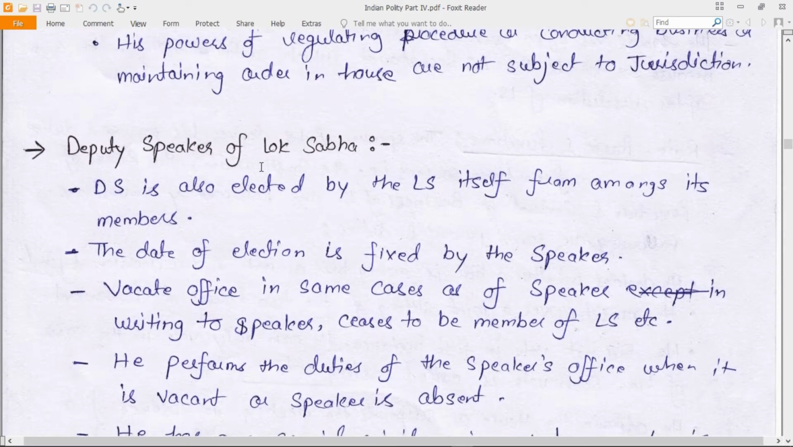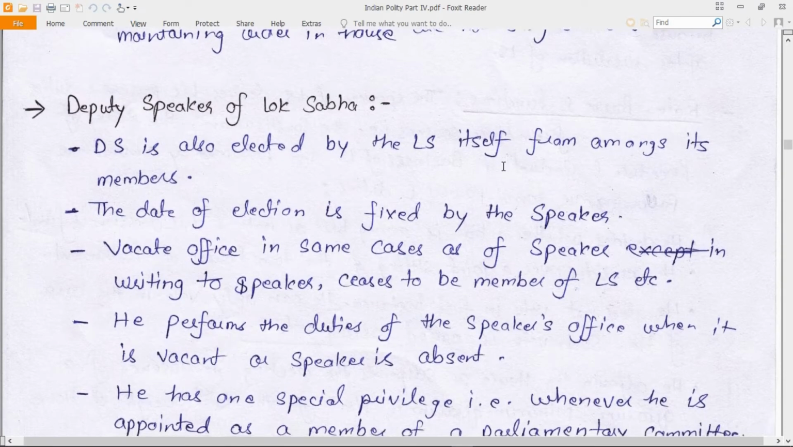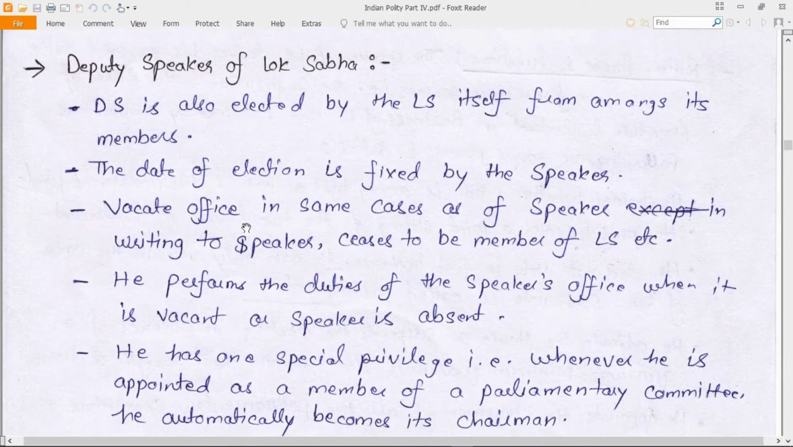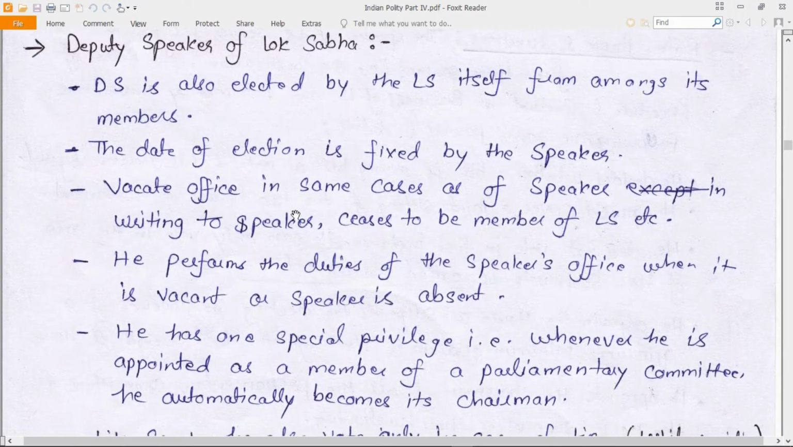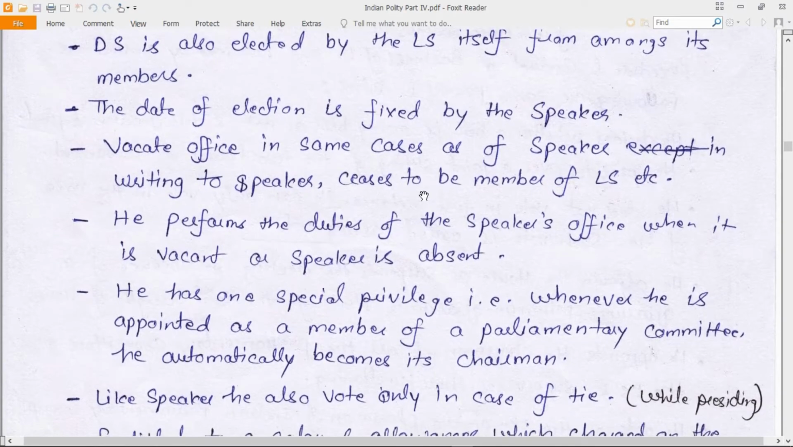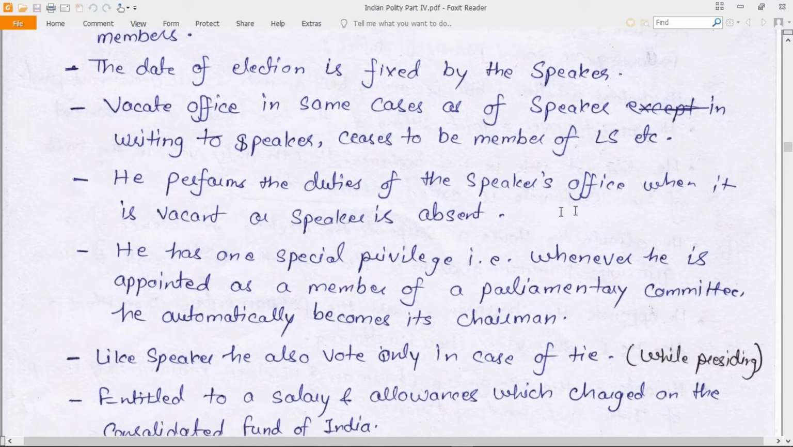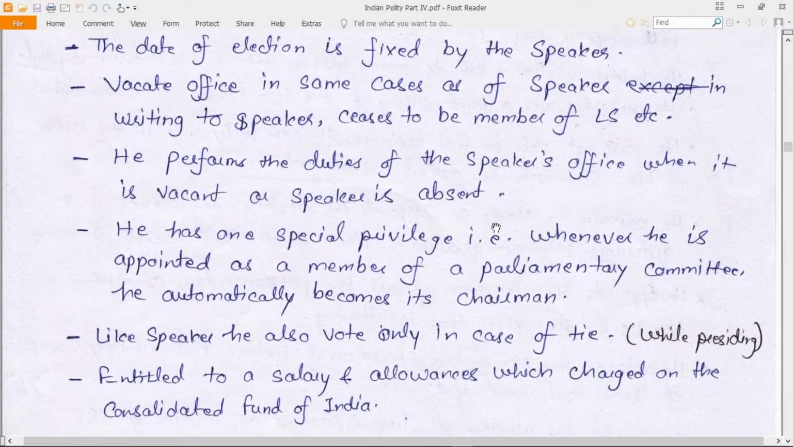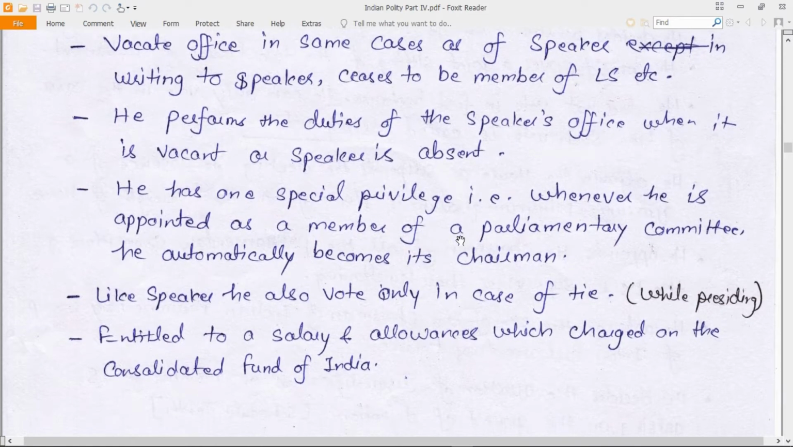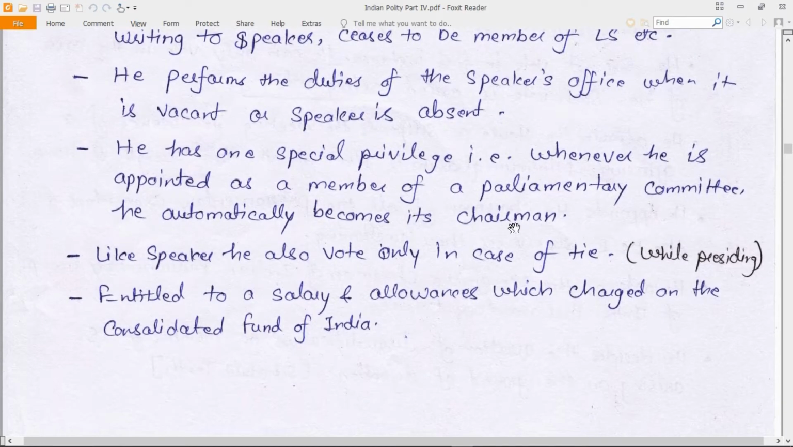Now, who is the Deputy Speaker of Lok Sabha? Deputy Speaker is also elected by Lok Sabha itself from among its members. The date of election is fixed by the Speaker. He vacates the office in the same cases as the Speaker: by resigning in writing to the Speaker, or ceasing to be a member of Lok Sabha. He performs the duties of the Speaker's office when it is vacant or the Speaker is absent. He has one special privilege: whenever he is appointed as a member of a parliamentary committee, he automatically becomes its chairman.